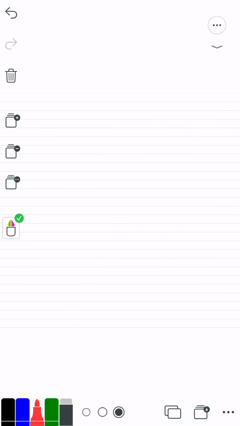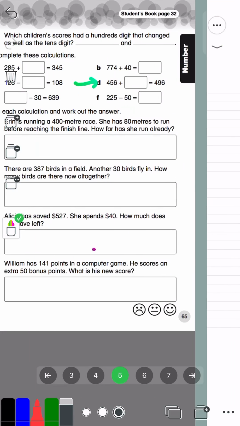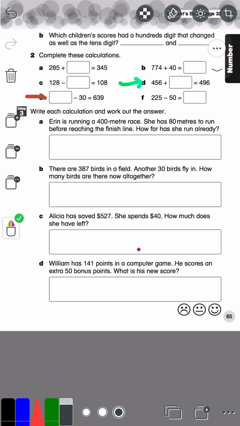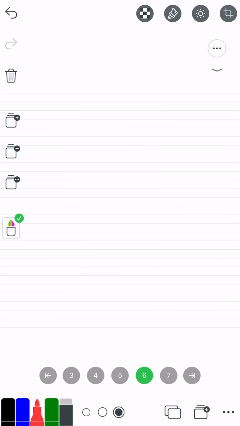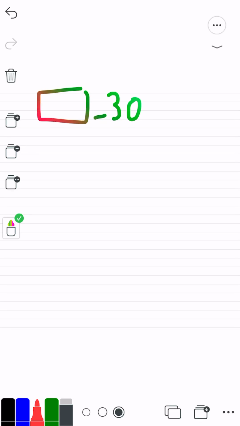Now here we have another question. What minus 30 equals 639? Here we have two missing numbers in subtraction. One is after the minus sign and one is before the minus sign. So you take this rule now. What minus 30 equals 639?